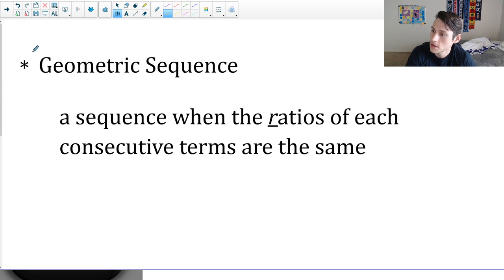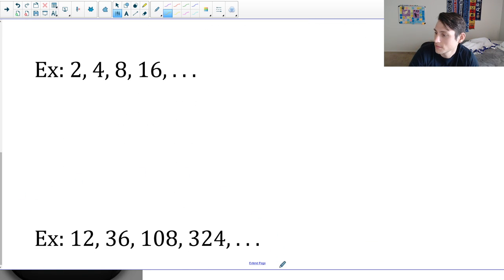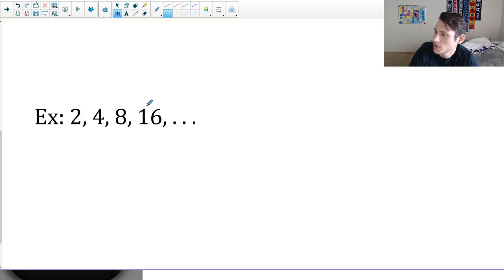Geometric sequence. So this is also something that you did in geometry and/or algebra 1b. So a sequence when the ratios of each consecutive terms are the same. Okay, ratios is underlined because we call the ratio R. All right, first example, 2, 4, 8, 16.